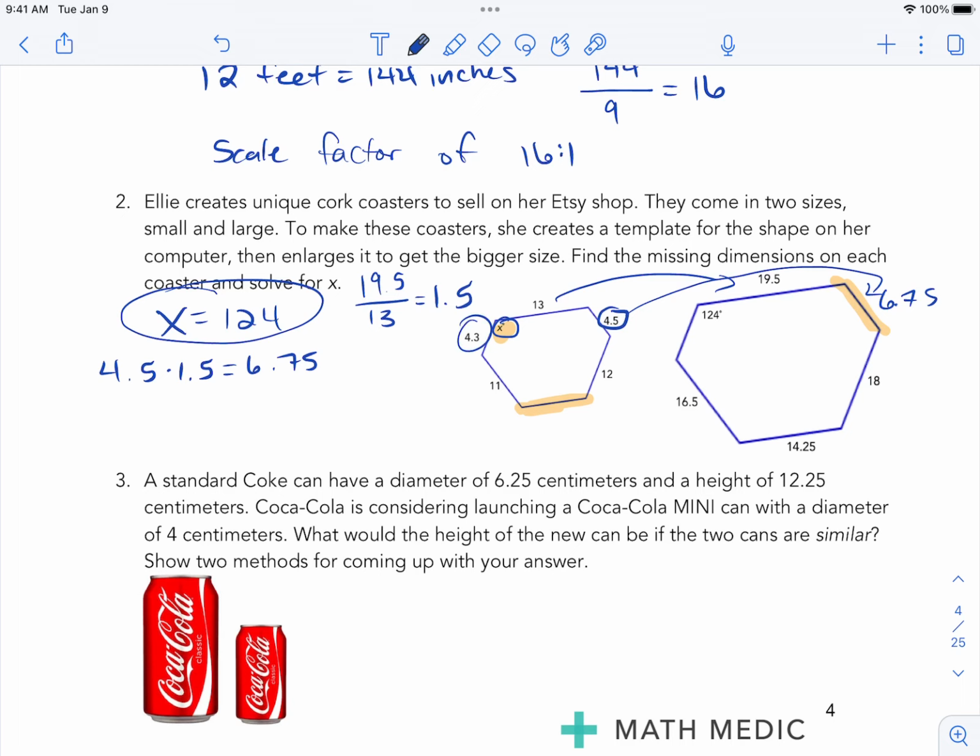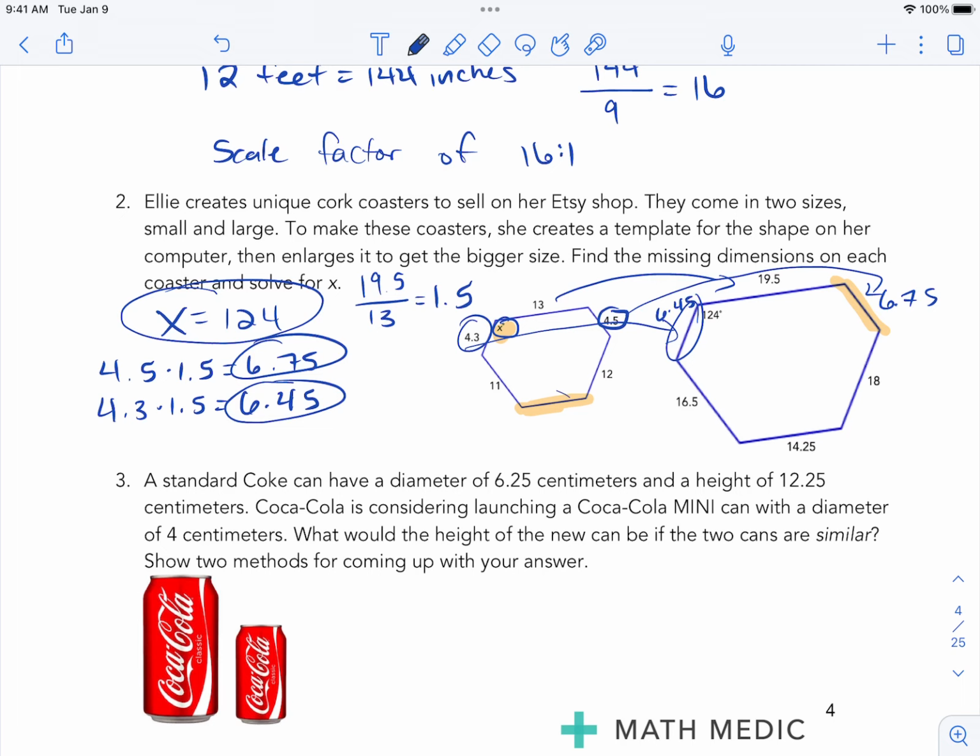This one, the 4.3, corresponds to this side, that one. So if we take 4.3 times 1.5, that's equal to, where'd it go? I got to think about this one again. 4.3 times 1.5 is 6.45. And so this one is 6.45.